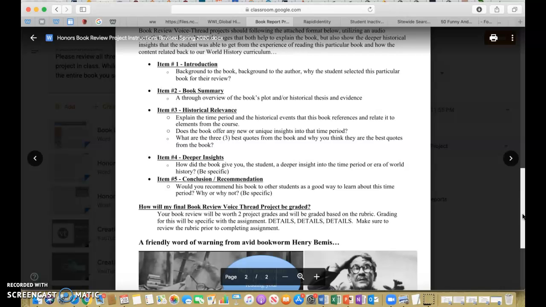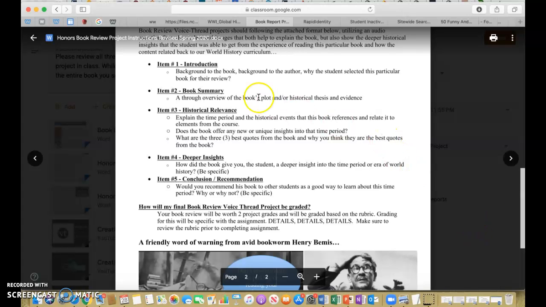Item 2, a book summary. This is when you're going to give a thorough overview of what the book's plot is. What is the historical thesis? And what is the evidence that the author uses to justify that thesis? This is not the longest part of the project. Rather, this is just a quick, concise summary that gives specific details as to what the book was about, but you're not going to give me a chapter-by-chapter account of the book.